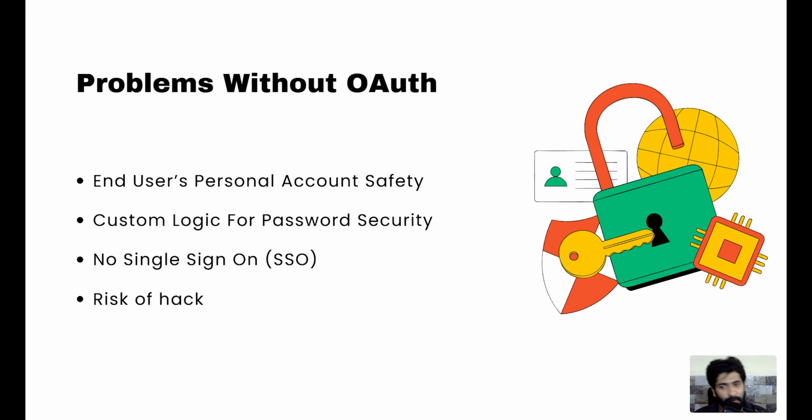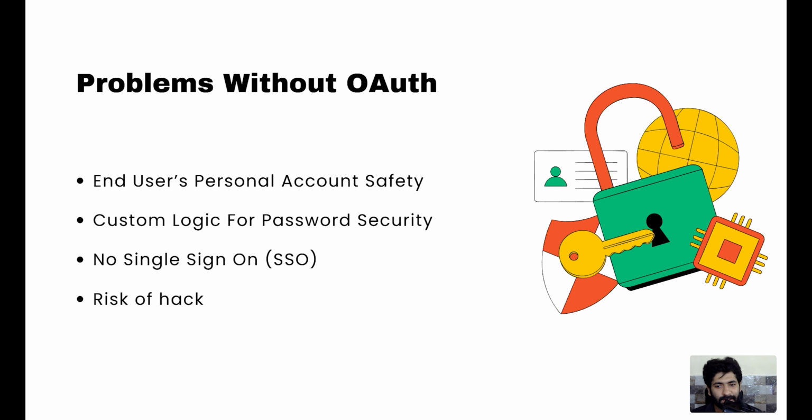Again, we have another problem of custom logic for password security. If you don't use OAuth, then you have to spend a lot of time and a lot of money on security. And OAuth means third party integration. It means the big providers like Google, GitHub, Twitter provide their sign in logic to you, right? So they have already spent millions and billions on that, and they continuously spend because security is a very big concern for them. If they are providing all these details for a nominal charge, then you can use that.